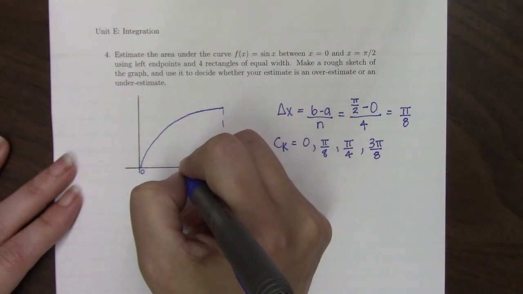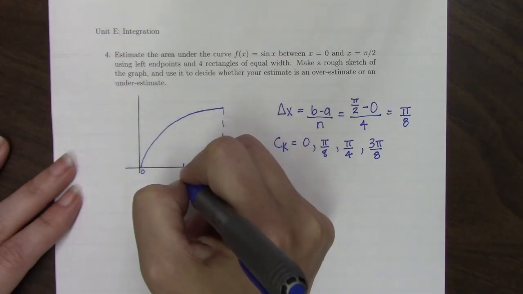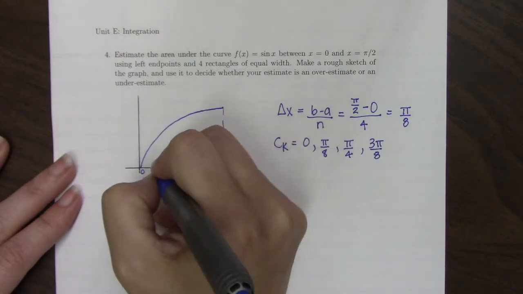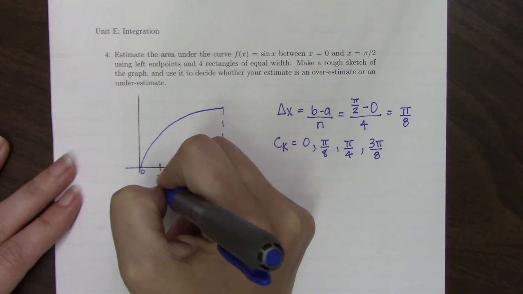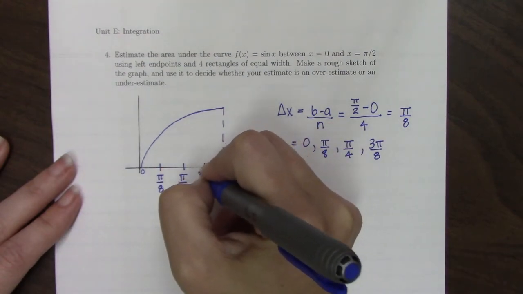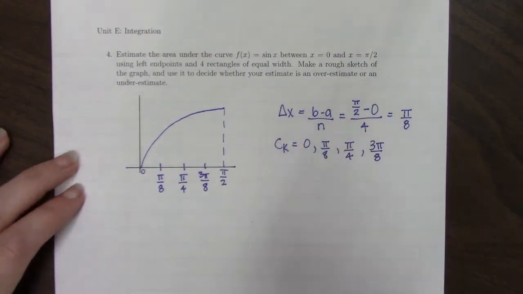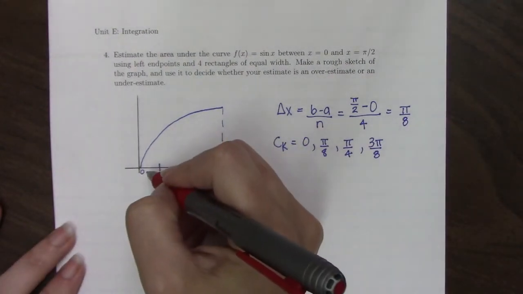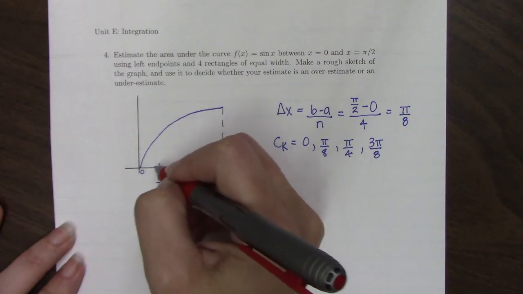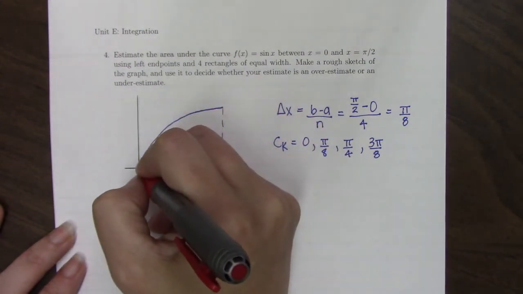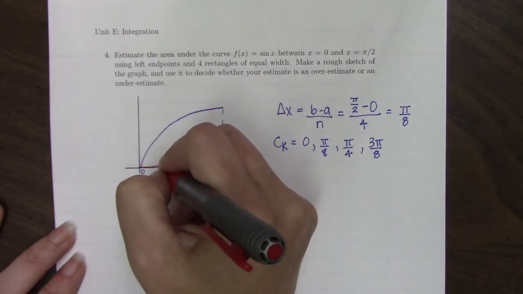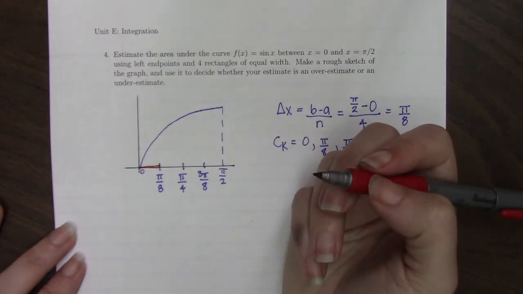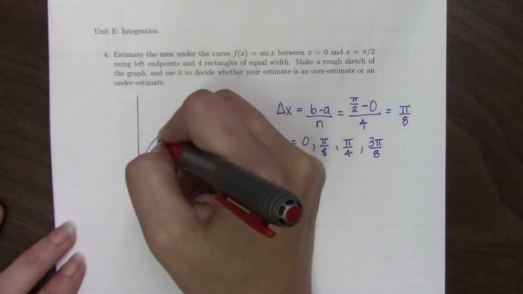So I'm going to come on my scale here. Pi over 4, right, is right in the middle. There's pi over 8. And here's 3 pi over 8. So now, when I sketch my rectangles, I'm using left endpoints. So the leftmost endpoint of my first rectangle here is at 0. Well, the function has a height of 0 there, so we actually just get a horizontal line. There's actually no rectangle there.